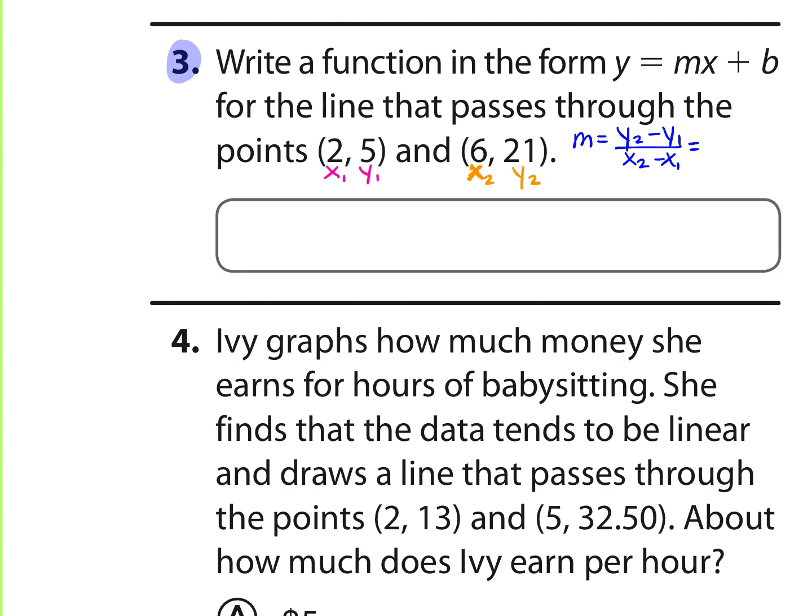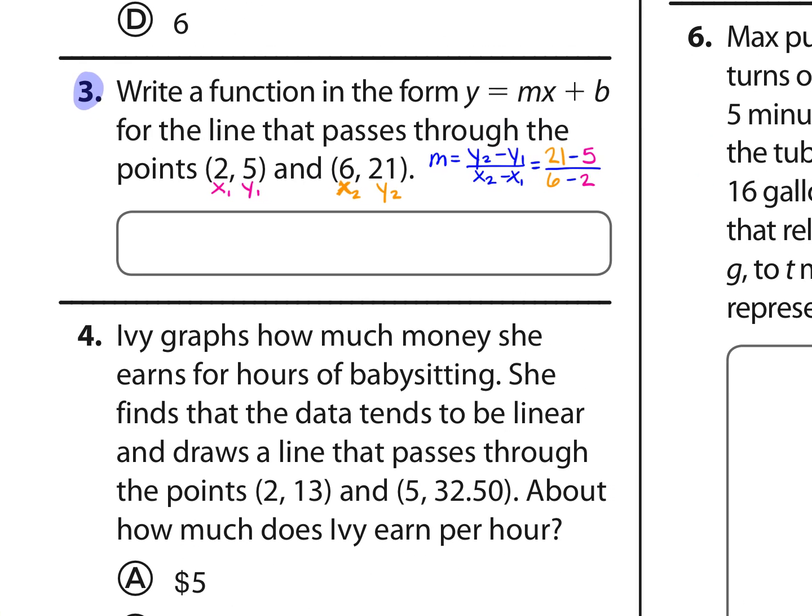So we have y sub 2 is 21 minus y sub 1 is 5, over x sub 2 is 6 minus x sub 1 is 2. We can reduce that, we can simplify that. 21 minus 5 is 16 over 6 minus 2 is 4. And 16 divided by 4 simplifies to 4. So we have found that the slope 4 is what m is.